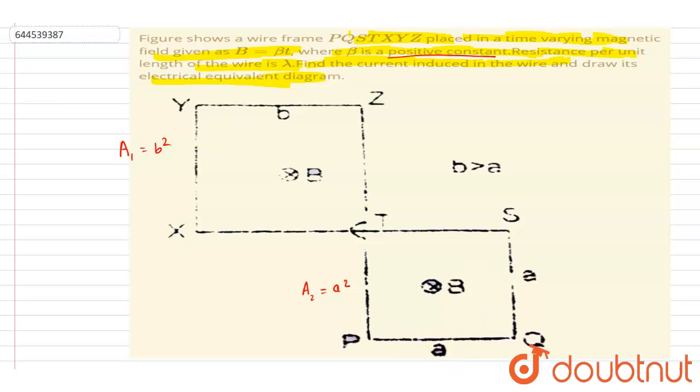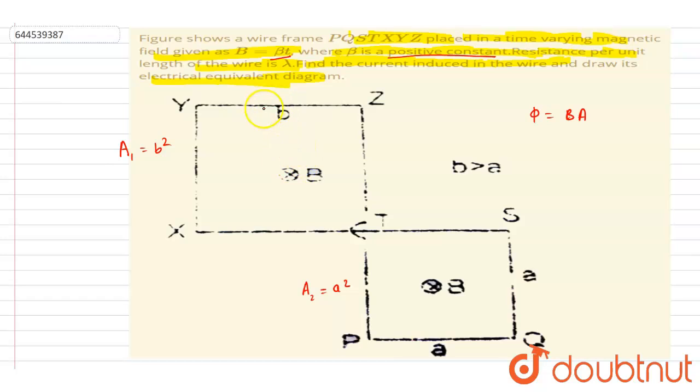So we know that the magnetic flux is BA cos theta. Here they are already parallel, so it will be BA, right? The inward flux is increasing here, since beta is constant and as time increases the magnetic field also increases. So the induced EMF will have a direction such that it opposes the change.